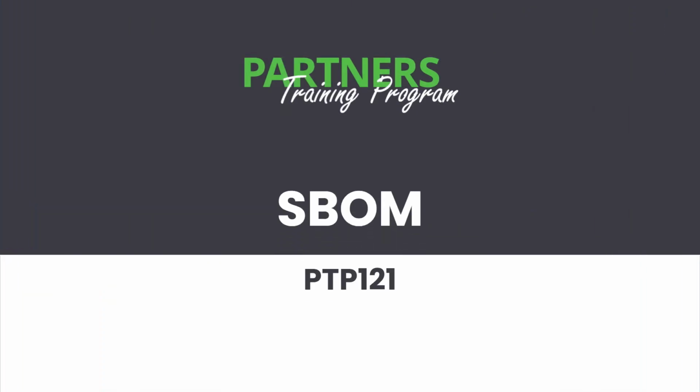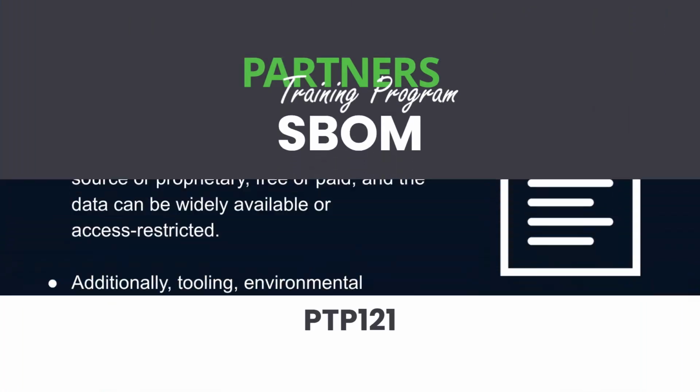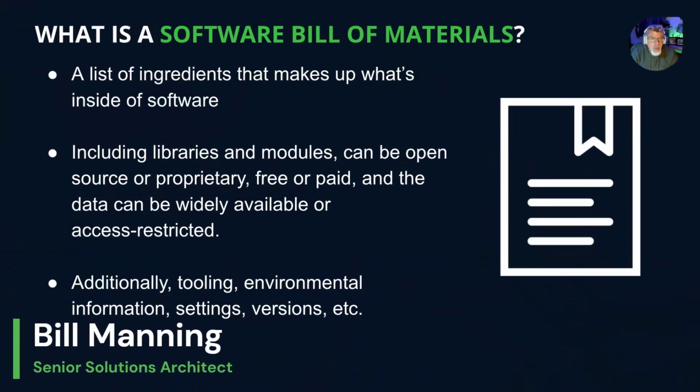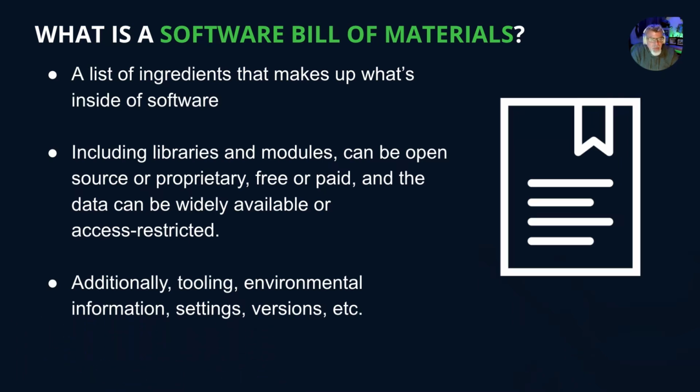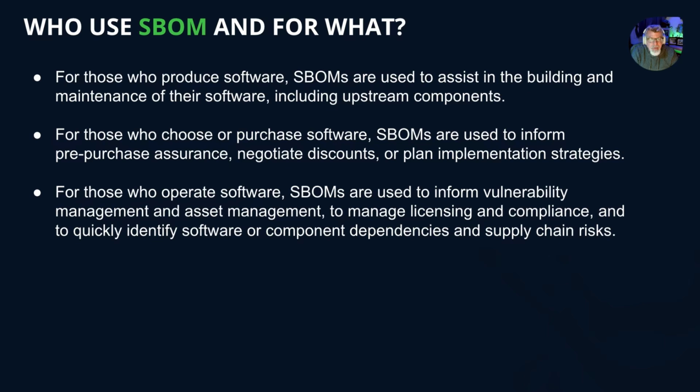Software bill of materials. What is a software bill of materials, frequently referred to as SBOM? As we talked about before, 85 to 90% of the software that you produce is made up of third-party dependencies, free and open source software. A software bill of materials is a list of ingredients: those components, those libraries, whether proprietary or open source, free or paid, even down to tooling, environmental information, settings, and versioning. It's all the key ingredients that make up the software that you create.